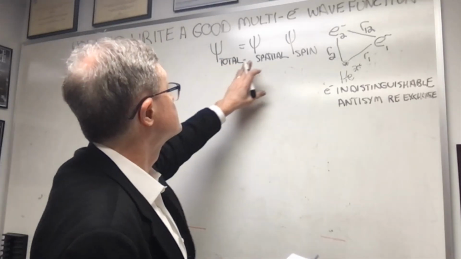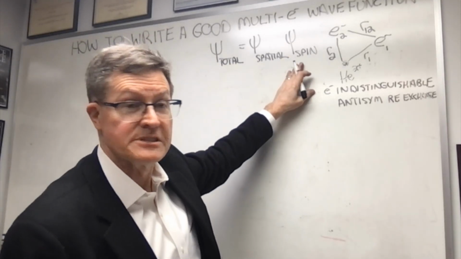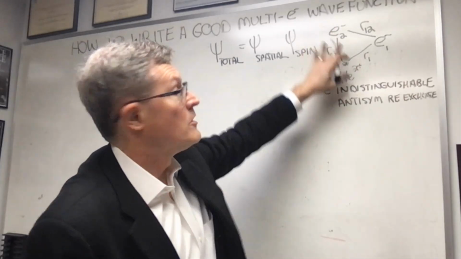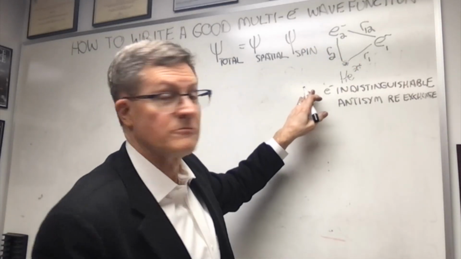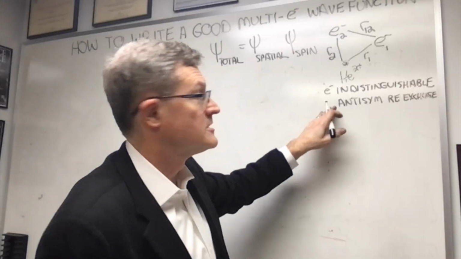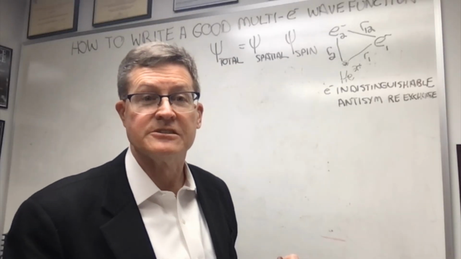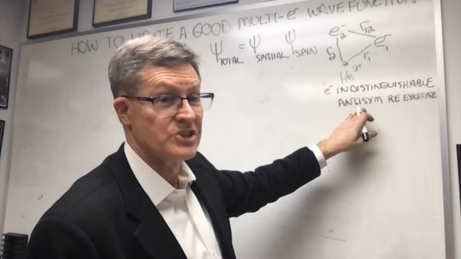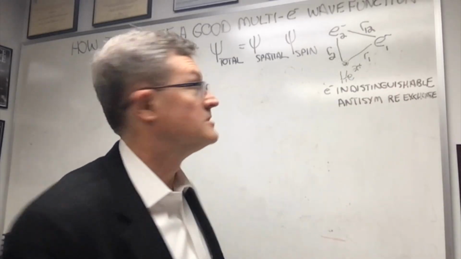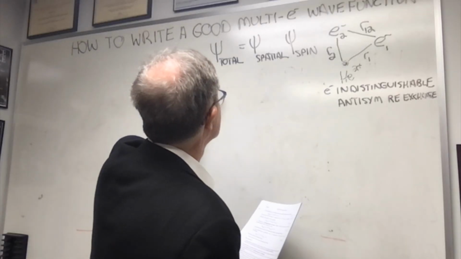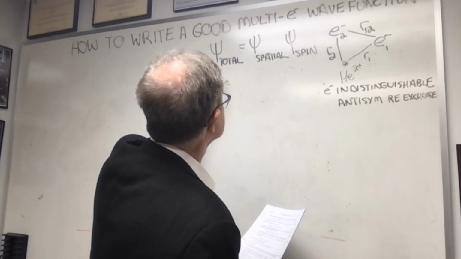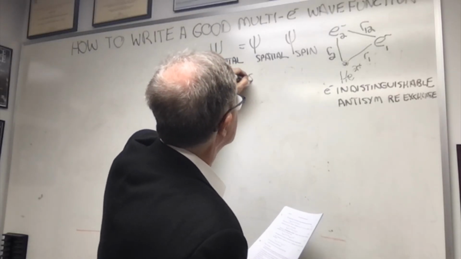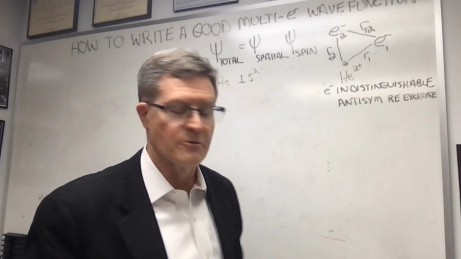The total wave function is going to be a spatial part times a spin part. We know all the interactions in the system, and we know we've got to account for indistinguishable electrons, and that the total wave function has to be antisymmetric, that is, change sign when we exchange the two particles, right? And if we have our helium atom in its ground state, that's a 1s squared configuration.